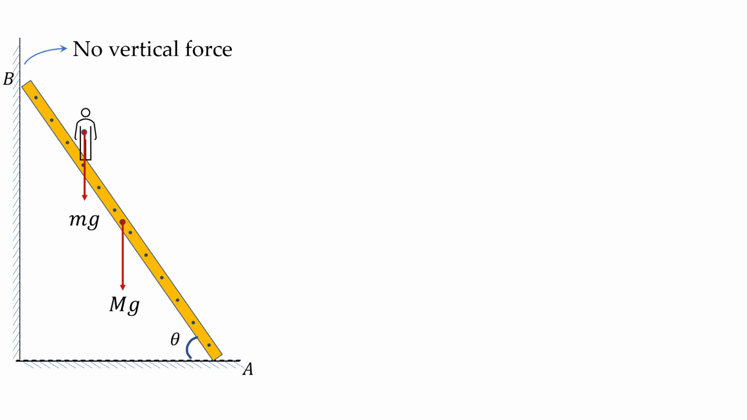Since the system is static, that is, it is not moving up or down, the normal force at the point will respond in such a way to balance all the downward forces, and therefore the normal force will be equal to the weight of the ladder and weight of the person. Hope it is clear so far.